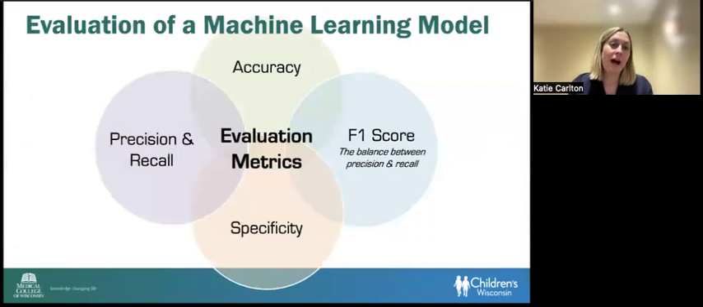So you also need to evaluate the machine learning model you've now created. And so there are four different things you're going to use to evaluate it. First, you're going to evaluate the accuracy, the specificity, the precision and recall of your model, and then determine your F1 score, which is really your balance between your precision and your recall.